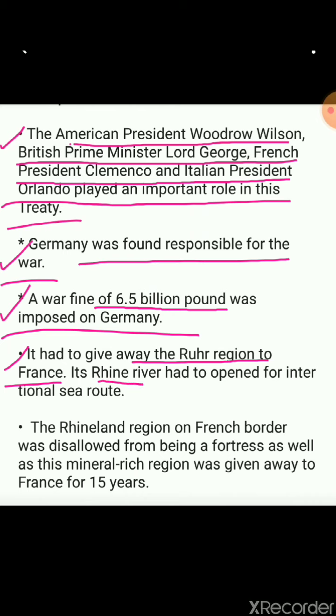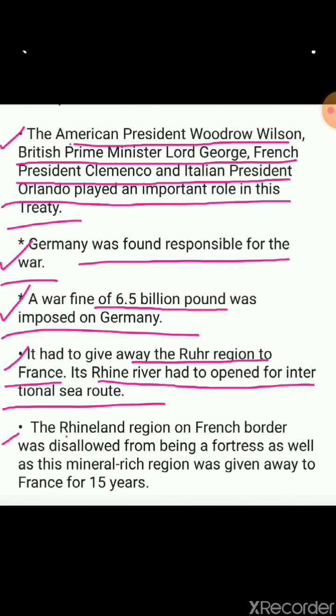Next, it had to give away the Ruhr region to France. The Rhine River had to be opened for the international sea route. The Ruhr region had to be given by Germany, and the Rhine River, which was not open for the international sea route, had to be opened. That order was given to Germany.